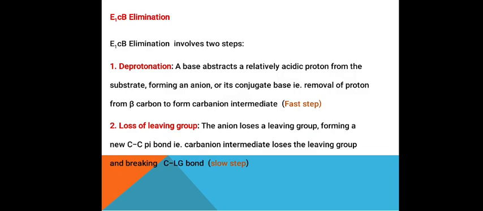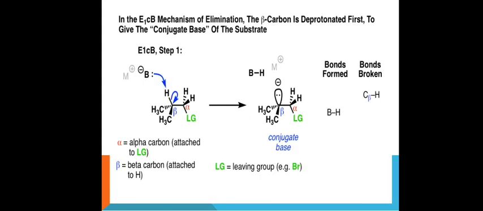To start with, E1cb is nothing but elimination unimolecular conjugate base reaction. I'll just show the example and then I'll come to the statement. So here is the mechanism of E1cb reaction. You can see here.